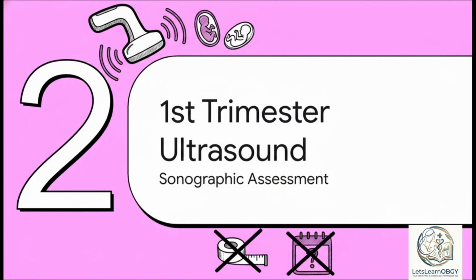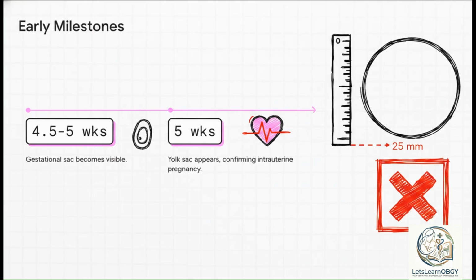Moving right along to Section 2, First-Trimester Sonographic Assessment. As residents, you absolutely need to have this early developmental timeline burned into your memory. At 4.5 to 5 weeks, using the transvaginal scan, you're going to see the gestational sac. By 5 weeks, the yolk sac appears. This is a massive milestone because seeing a yolk sac definitively confirms an intrauterine pregnancy. Between 5.5 and 6 weeks, you should start detecting cardiac activity.